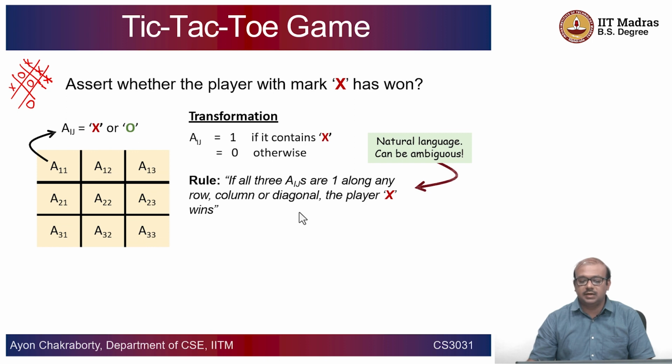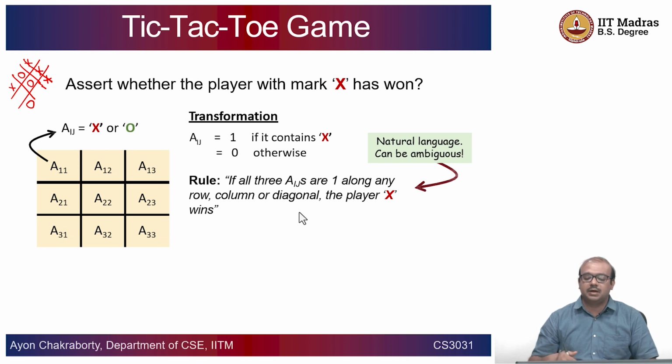So one such transformation could be renumbering these AIJs as 1 or 0. If it contains an X, I mark it as 1, and otherwise I mark it as 0. Doesn't matter if it is an O, it is 0, even if it is empty, right? Nobody has put any input to that particular cell, it is still marked as 0. That is a transformation that I define. It does not have to be what I have done, it is up to the designer, right? The point of this particular slide is to give you an idea of how a designer might approach this problem, right?